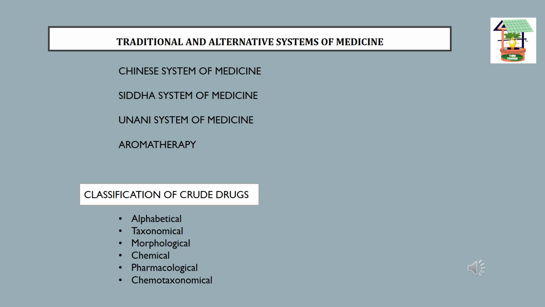And then next, coming to the classification of crude drugs. If something is there, it should be classified, right? It should be made simple, right? If the crude drugs have a classification, it will be easy to understand and easy to study. So there is a need for classification. The classification is as follows: alphabetical, taxonomical, morphological, chemical, pharmacological and chemotaxonomical. All these things we will cover in the classification of crude drugs.